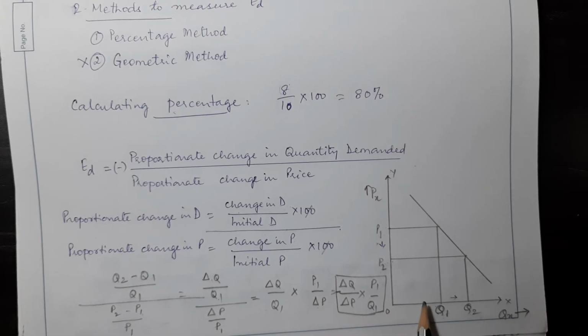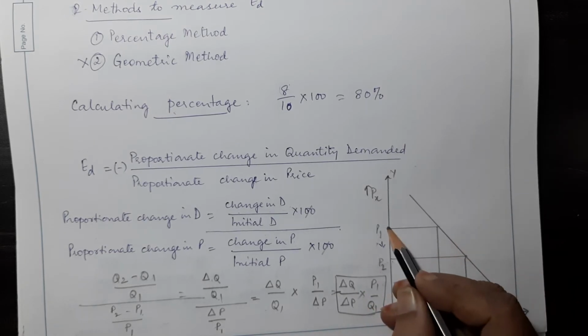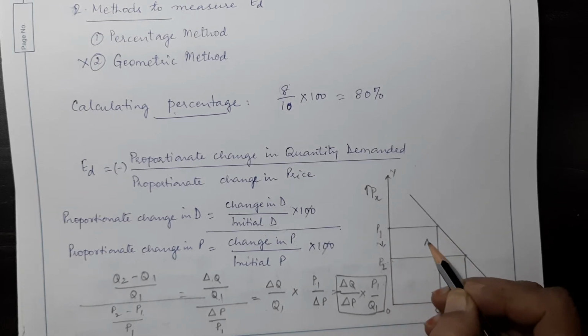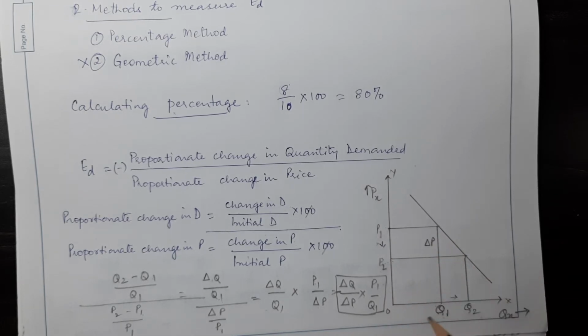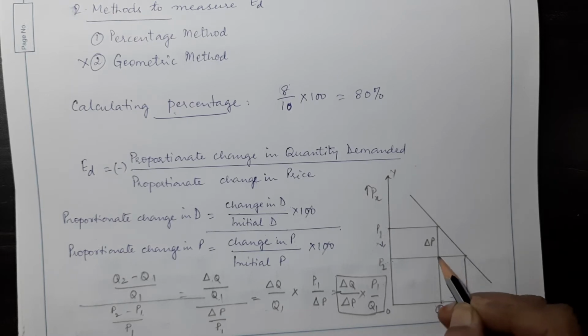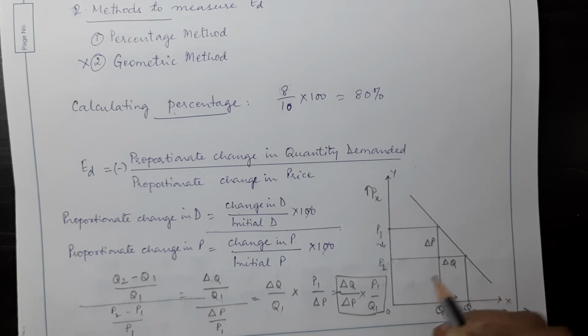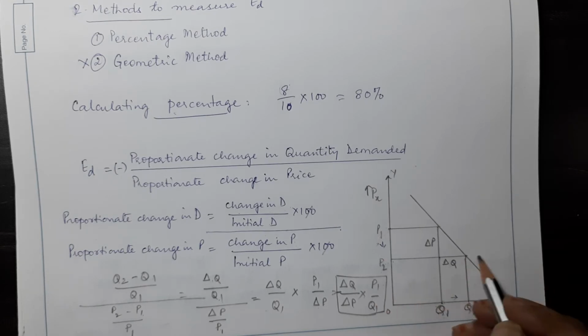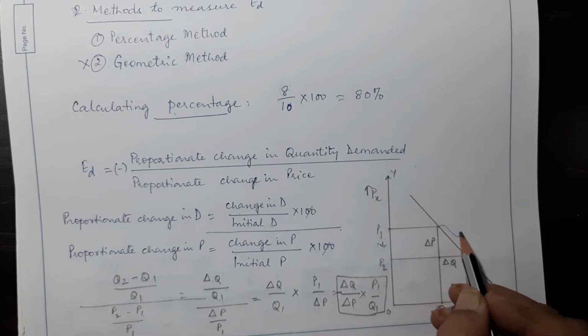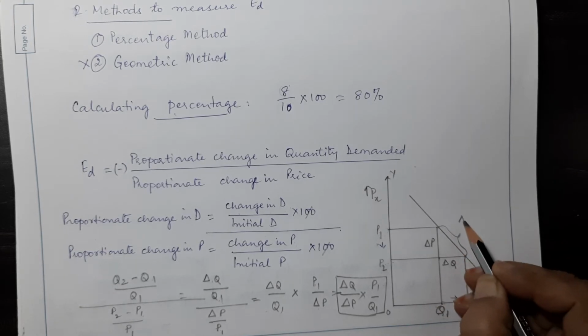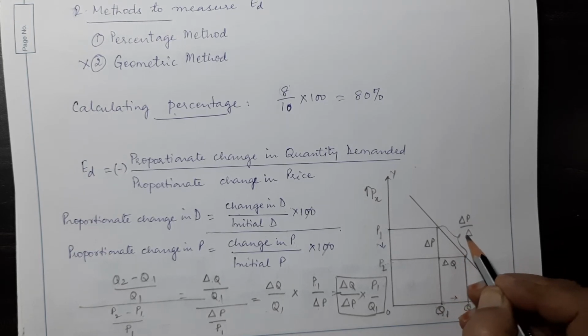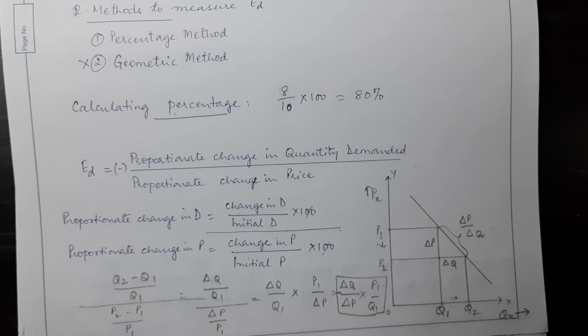Okay. Now, this delta P, what change in price we are talking about, is shown by this, which is parallel to this. So this will be our delta P. And this change in quantity, this part is parallel to this and equal to this. So this will be delta Q. And this delta P by delta Q gives us this slope. So this is delta P by delta Q. All right.